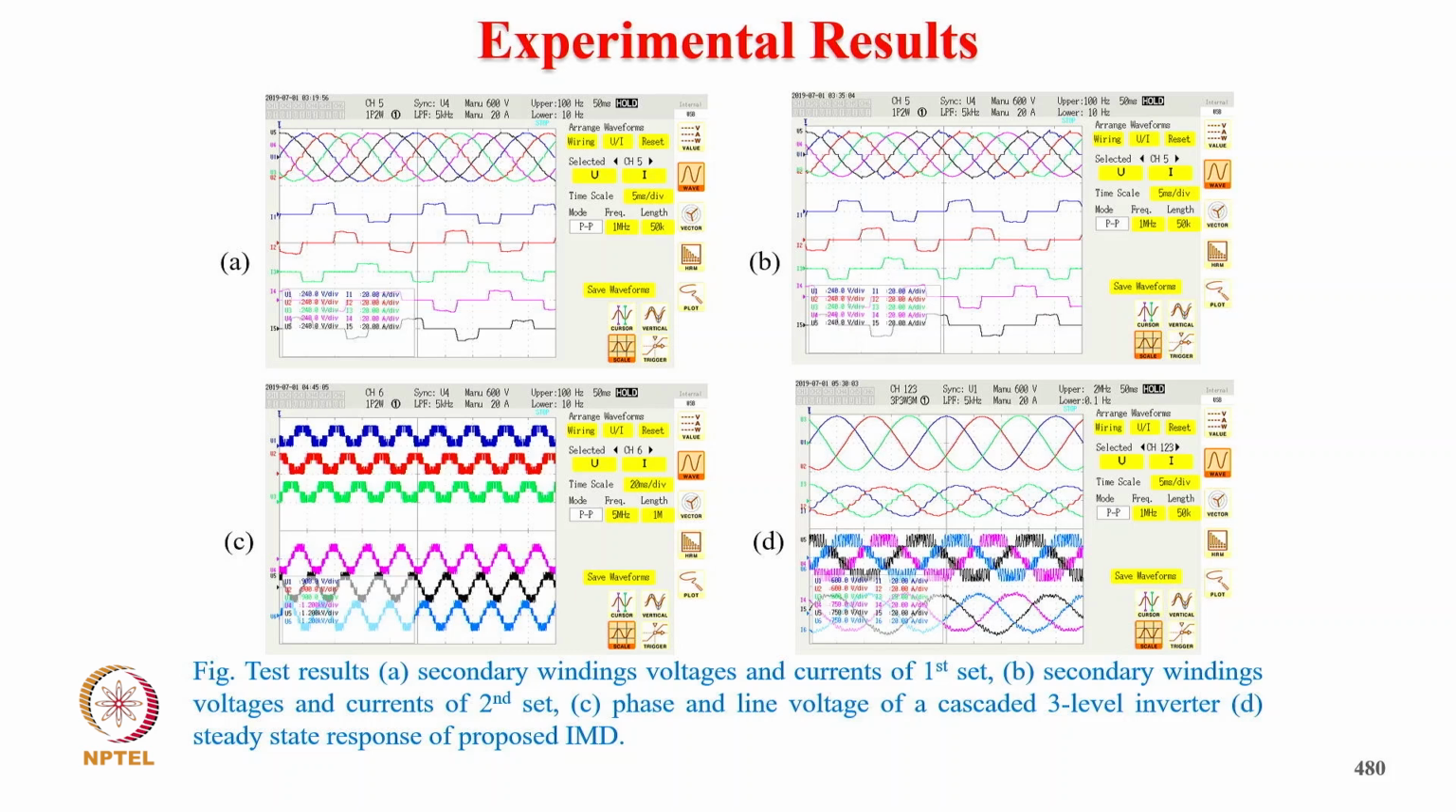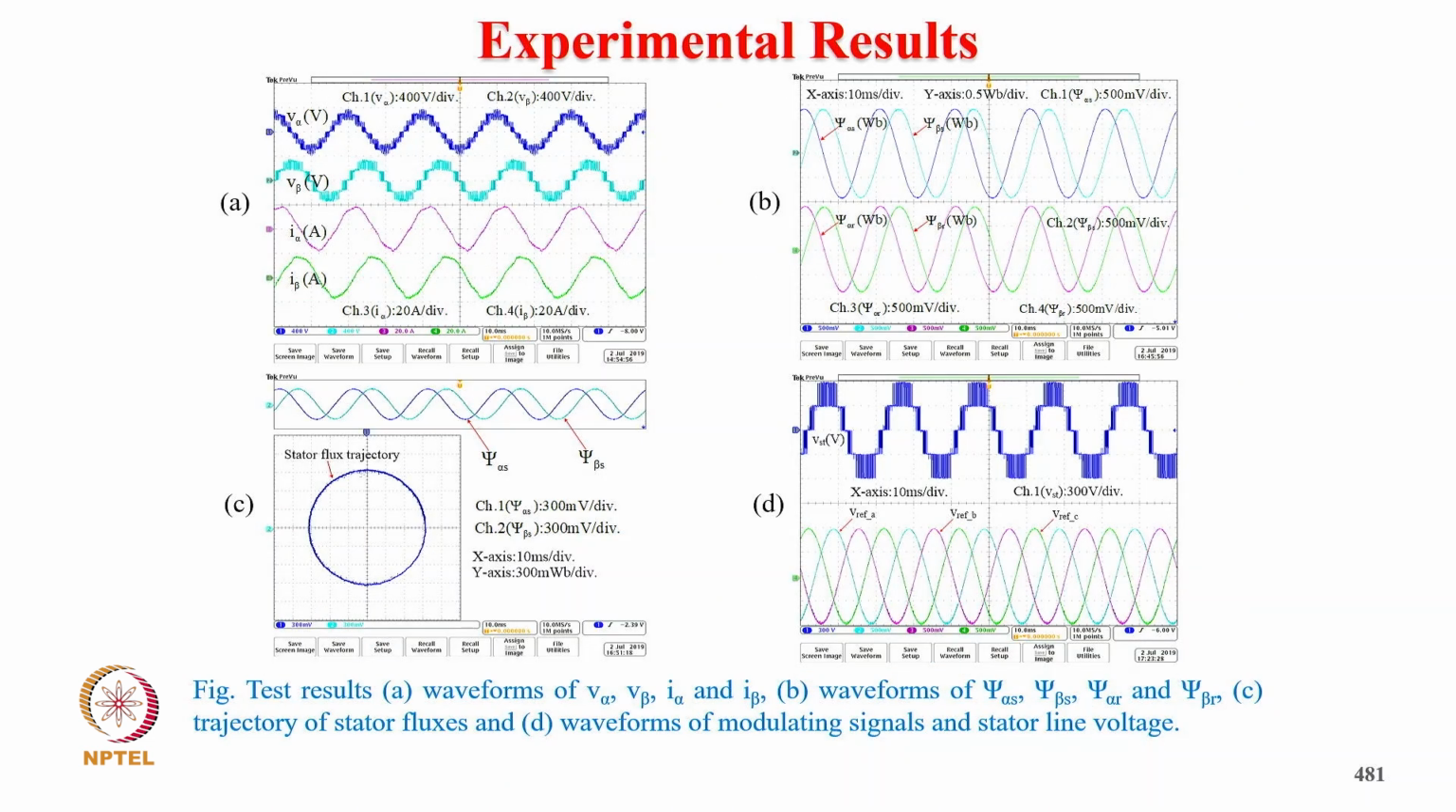And after implementing, these are the test results: the secondary winding voltage of the first set and the secondary winding voltage of the second set in the second diagram, then the phase and line voltage of the cascaded 3-level inverter, and finally the supply voltage steady state response, supply voltage, supply current, motor voltage, motor current in the last diagram. Then there are the motor V alpha beta and E alpha beta, and the estimated flux phi alpha, phi beta, and then you can see the stator flux trajectory, which is exactly a circle.